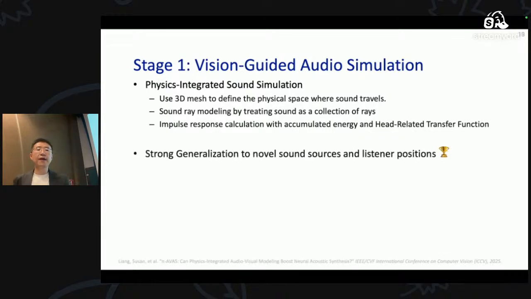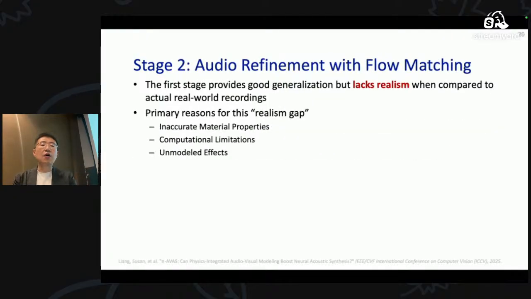Okay. Now this has a strong generalization to novel sound sources and the listener partitions, because everything being done over there is through a simulation. Okay. Now, step 2 is basically that we're trying to use a refinement network to fix those realism problems.